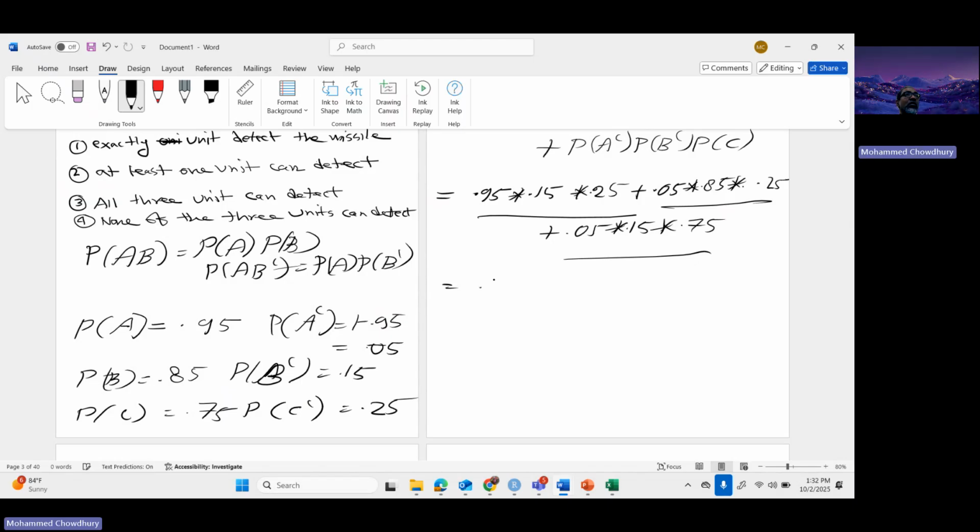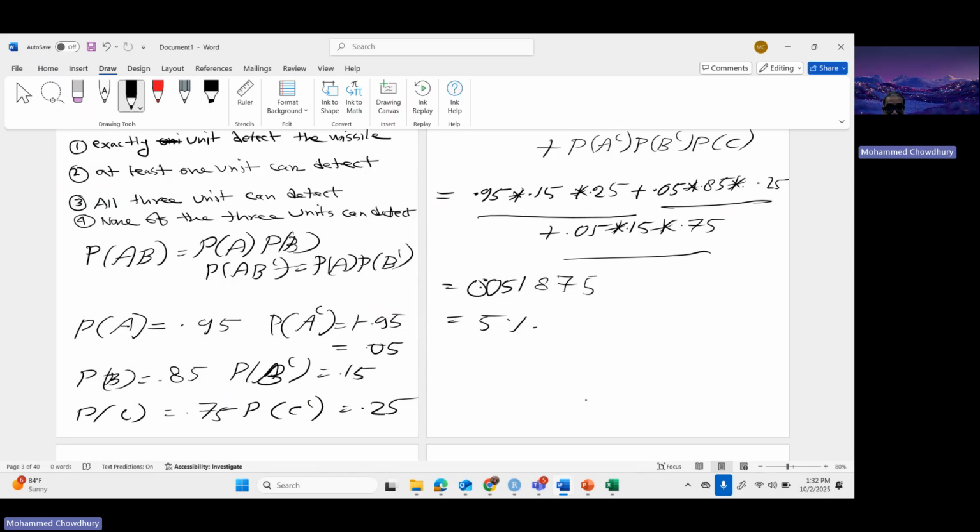What is that value? 0.051875, approximately 5%. Exactly 1 unit detects the missile. Now, I want to put a hold on the at least 1 unit for later.